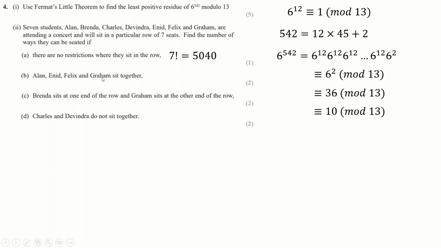If these people sit together, what you can do is group them up into one super person, and then there's this group of 1 person, and then there's 3 other people that aren't part of the group. So now you've just got 4 people to sit, and that's just 4 factorial.